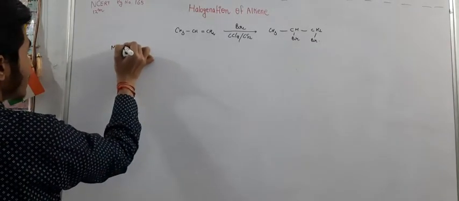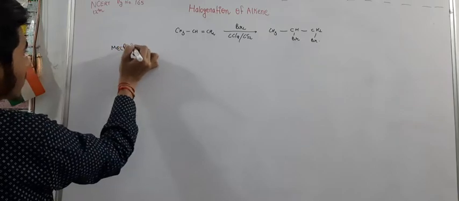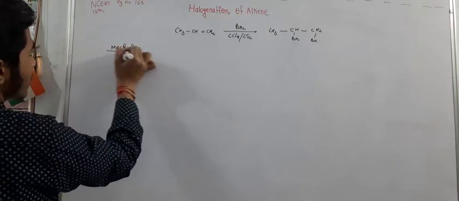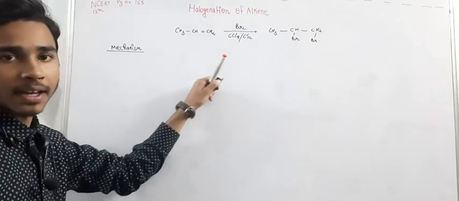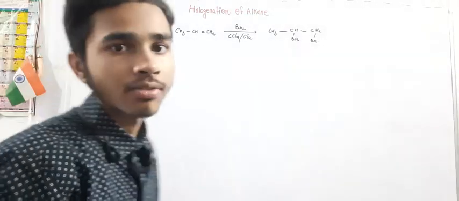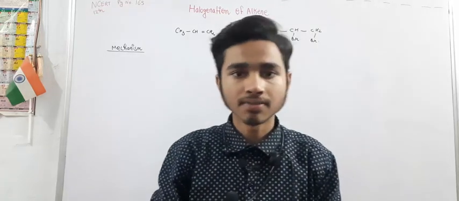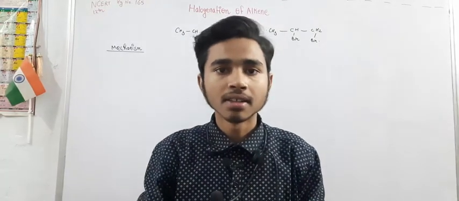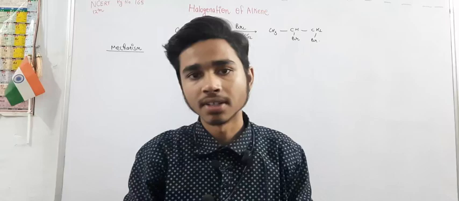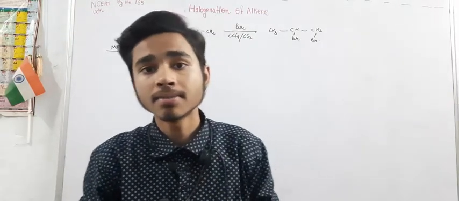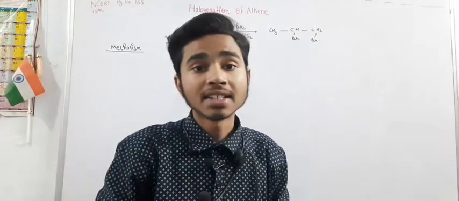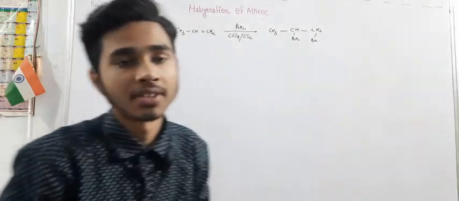Probably you have some idea regarding electrophilic addition reactions, and absolutely the same mechanism is here. In an electrophilic addition reaction, the reactivity of the halogens is in this order: fluorine is highly reactive, then chlorine, then bromine, then iodine. Iodine in fact gives reversible reactions, and fluorine is highly explosive in reaction, so we do not use fluorine.